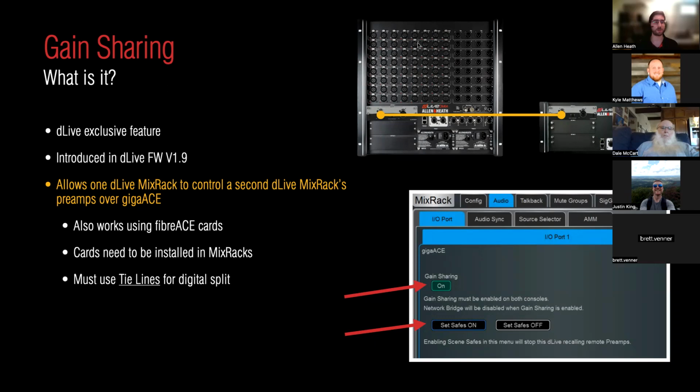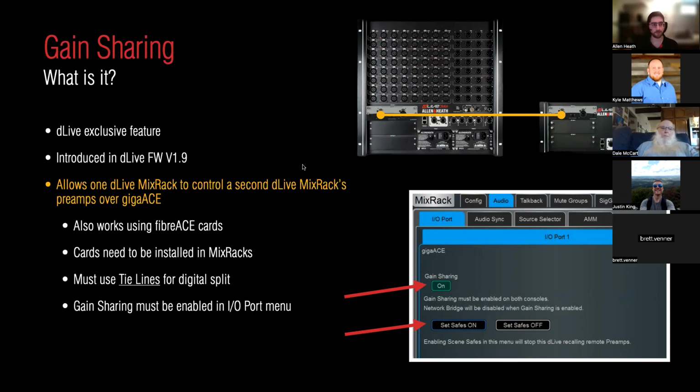So when you have two mix racks and you want to share audio between them, there are two main ways to do that. One way is using direct outs, which is at the input channel level. You're outputting all your input channels basically to the other console. But the other way is using tie lines, which is at the input socket level. You're splitting it at the socket. And in order for gain sharing to work, you have to do that split at the socket level, which means you have to use tie lines for your split. So make sure that that's what you're using if you want to make use of gain sharing.